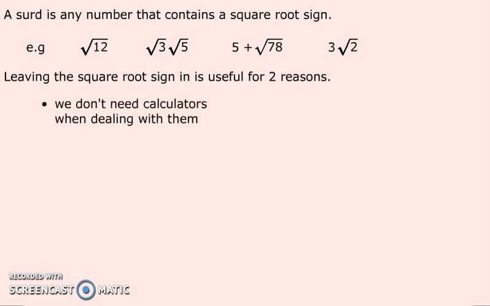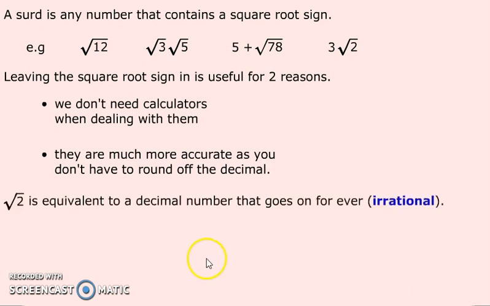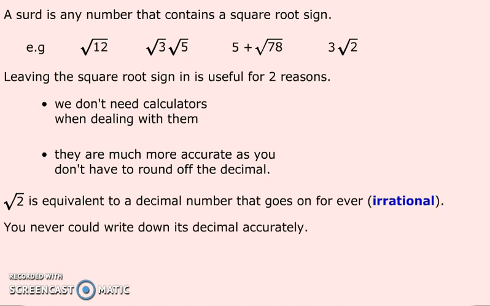So we can leave the square root sign in these cases, and it is useful for two reasons. The first reason, we don't need calculators when we deal with them. And the second reason is they are much more accurate, as you don't have to round off the decimals because they are non-terminating and non-repeating decimals. So square root of 2 is equivalent to a decimal number that goes on forever, irrational. So you could never write down its decimal accurately, and at a certain point you need to round off.